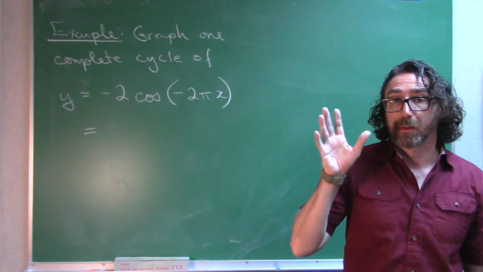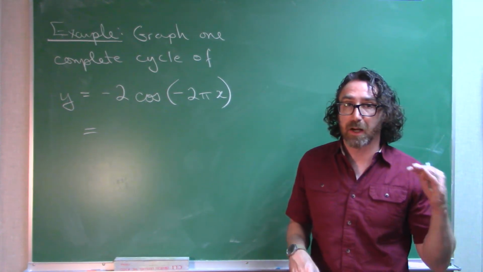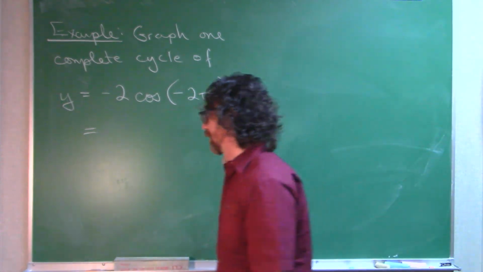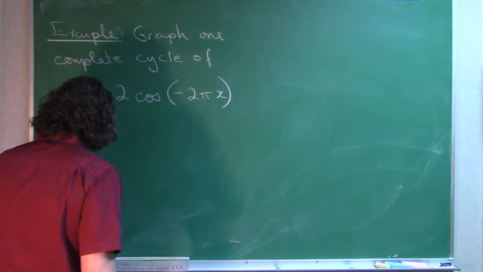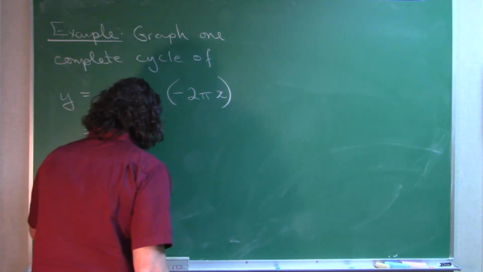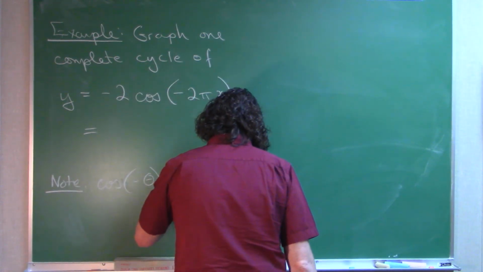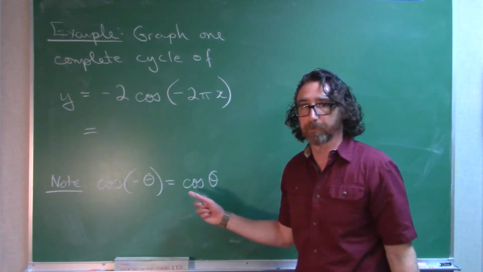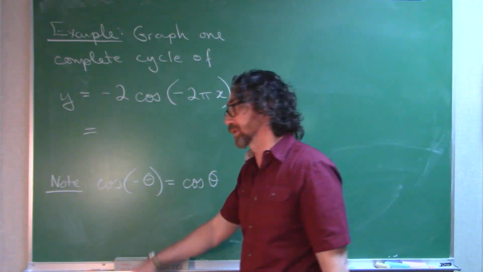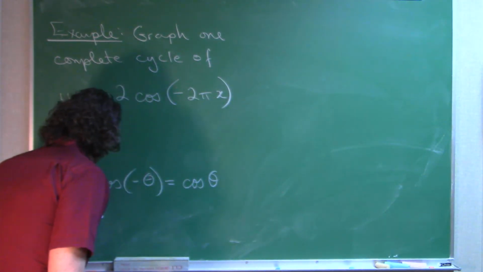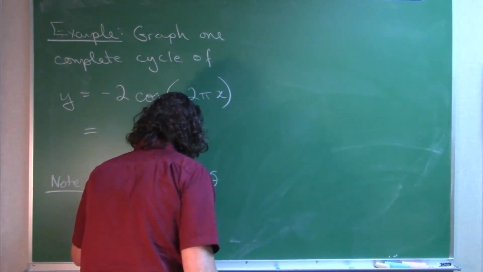Well, look back to our video on even and odd trig functions. So make a little note right here. Okay, we know that cosine of negative theta for any angle theta is equal to cosine theta. Having a negative on the inside of the cosine function doesn't really do anything. Cosine is an even function.